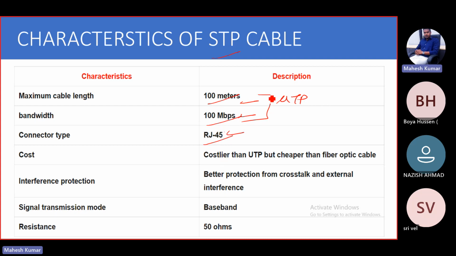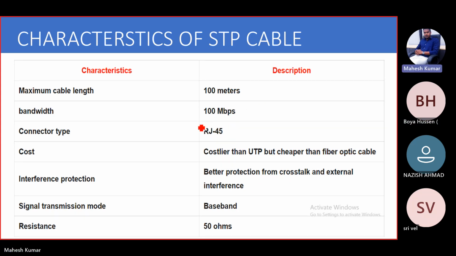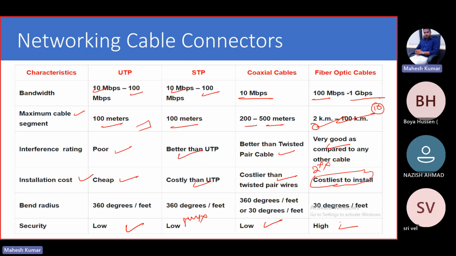That's it. You can say it is costlier than UTP but cheaper than fiber optic cable, with better protection from crosstalk and external interference. Now, about STP, I will send you the details. You can measure and identify the difference between UTP, STP, and coaxial, but forget coaxial, no need to learn about it. You just learn about STP and UTP. These both are the same type of cable. Fiber is a different type of cable. You can learn it separately.